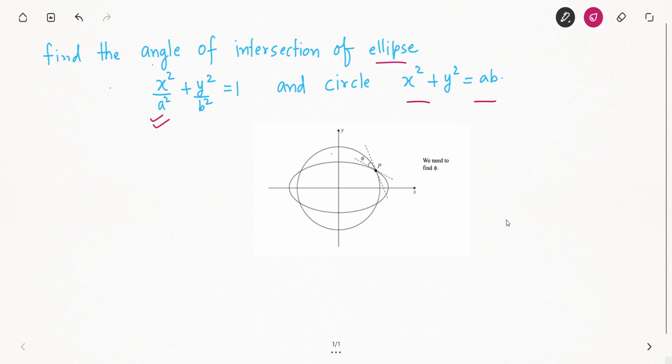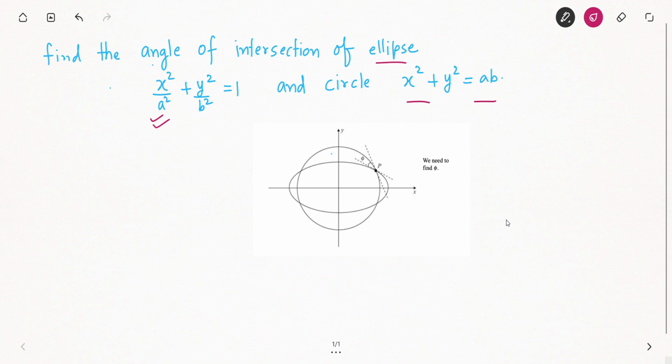Angle of intersection actually means the angle between the tangents. As you can see in this diagram, there is this circle and there is the ellipse. At the point P, two tangents have been drawn, one to the circle and one to the ellipse, and the angle phi that you can see in this diagram is the angle that we need to find. I hope it is clear what is meant by angle of intersection.